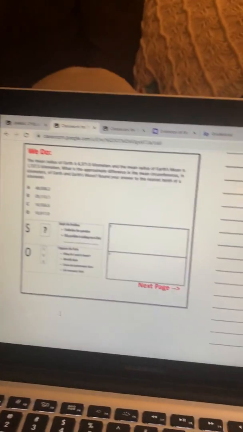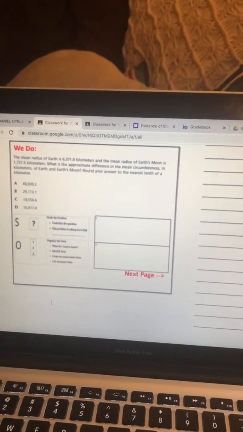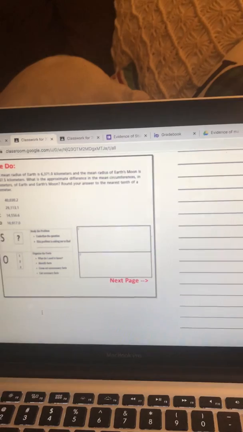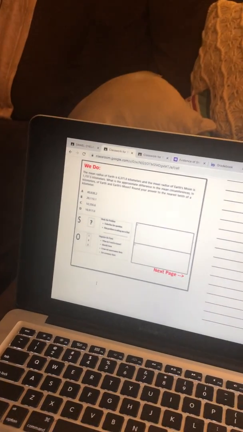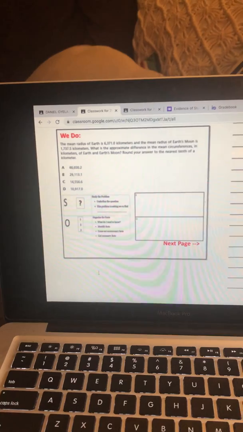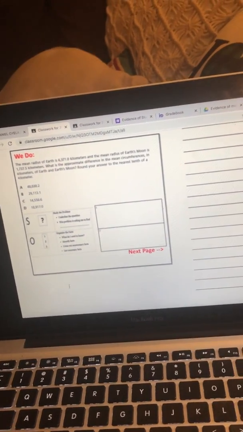Okay. What else do I think is important? I think I should keep in mind that we're looking for a difference. And a difference in their circumferences, right? That's what the problem said. So difference in, and then also we have to round to the nearest tenth.